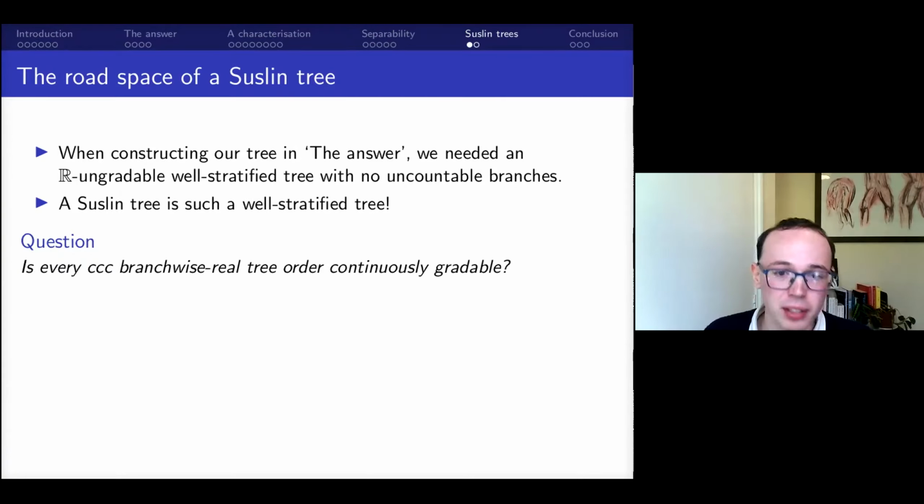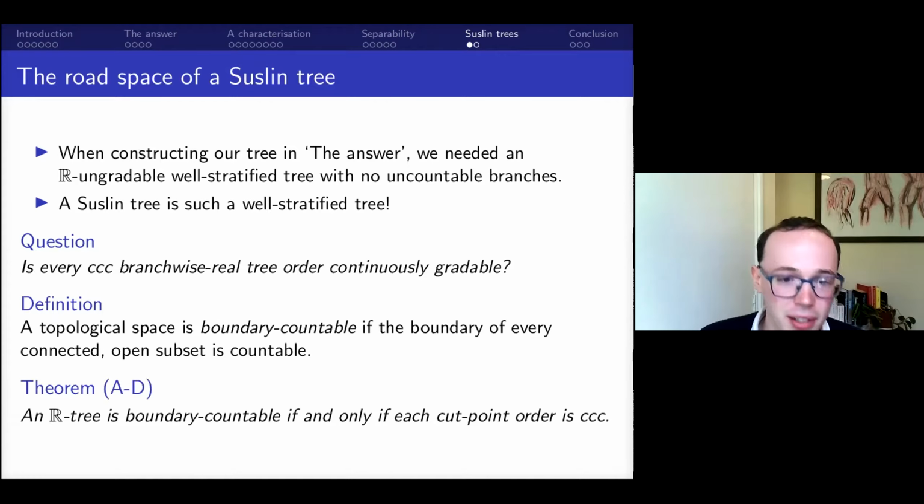Okay, so before I present that, I just want to relate this notion of CCC for the orders with some topological notion on the R trees. So let's say that a topological space is boundary countable if the boundary of every open connected subset is countable. Then this result is that an R tree is boundary countable if and only if each cut point order is CCC. So this means that CCC-ness for the cut point orders corresponds to boundary countability for the R trees.